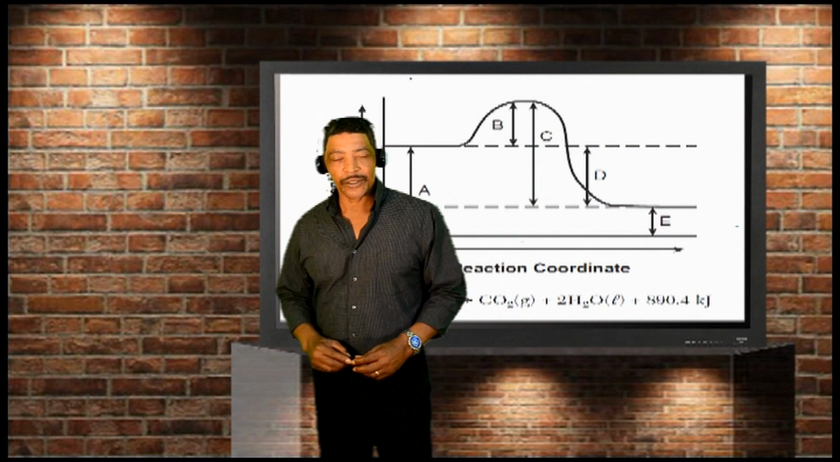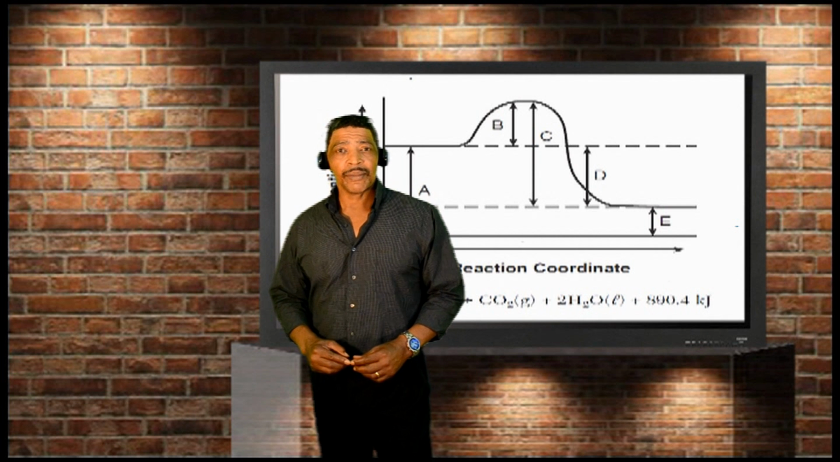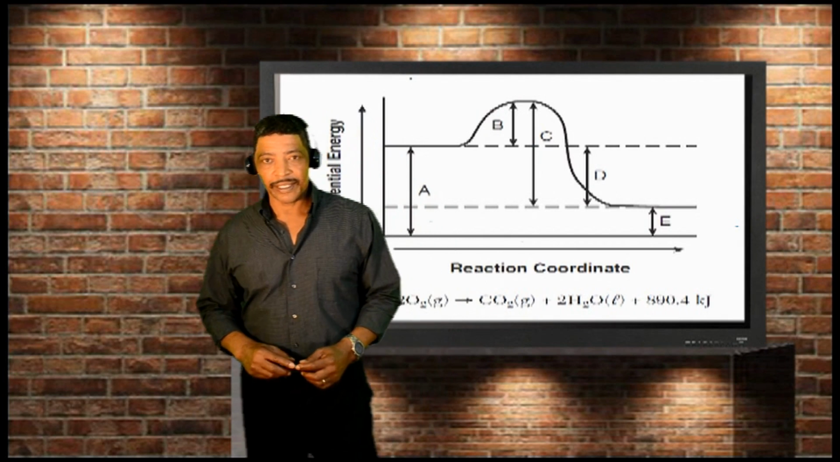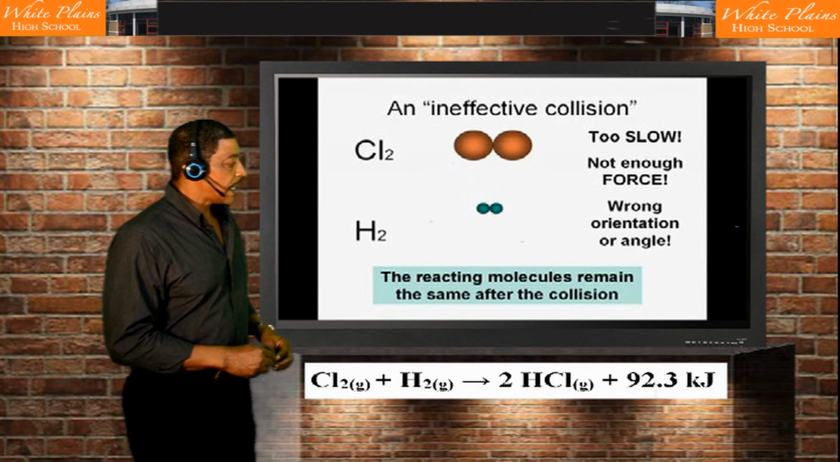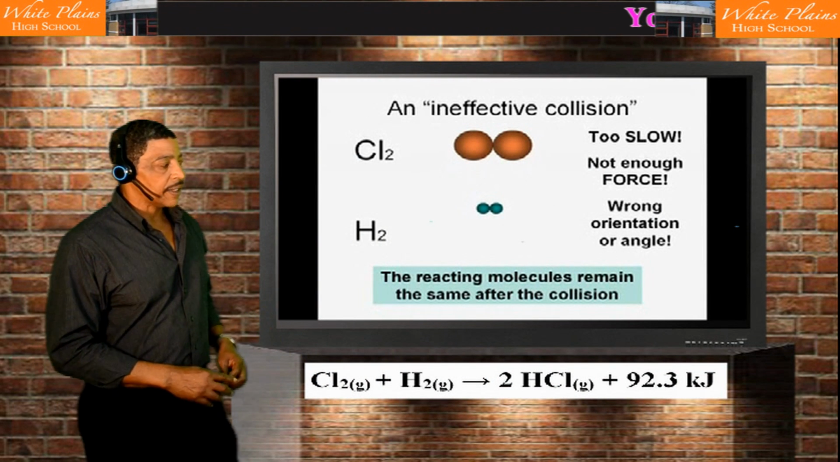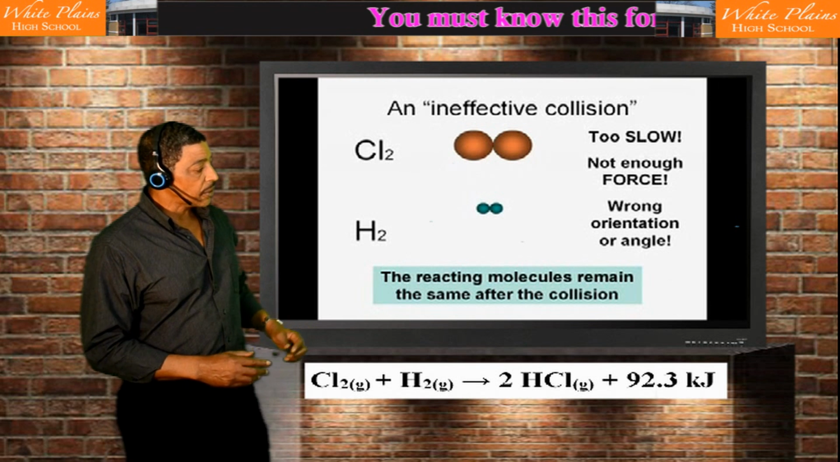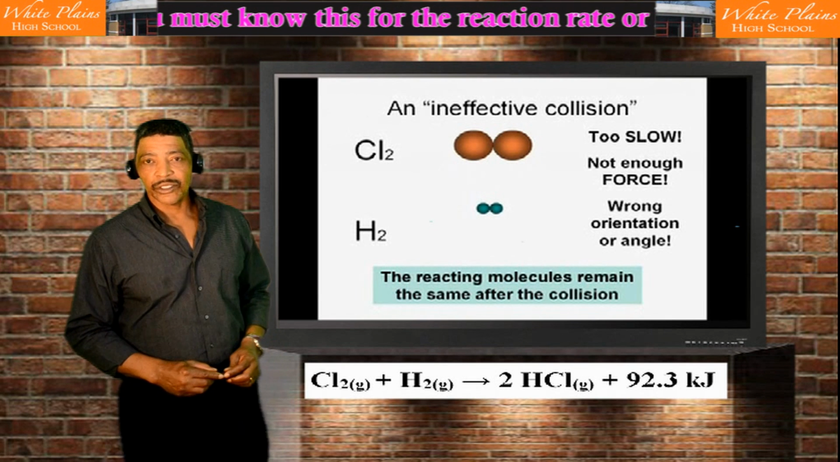Now a few words about effective collisions. According to the collision theory, in order for effective collisions to occur, reacting molecules must possess sufficient energy and be in the proper orientation. Consider this illustration of a reaction between chlorine gas and hydrogen gas to produce 2 moles of hydrogen chloride, releasing 92.3 kilojoules of heat energy.